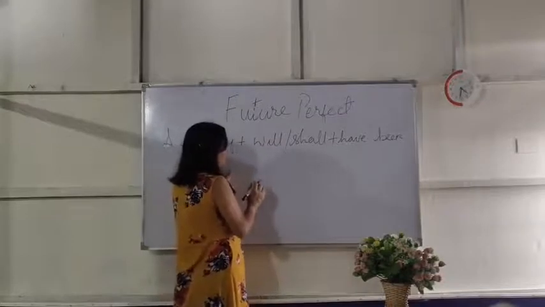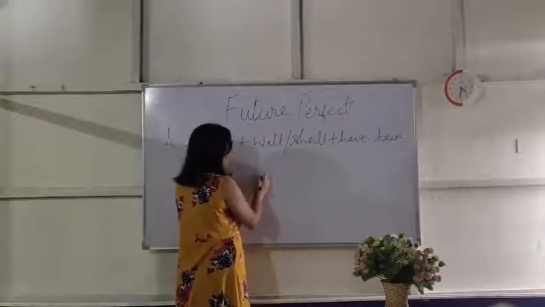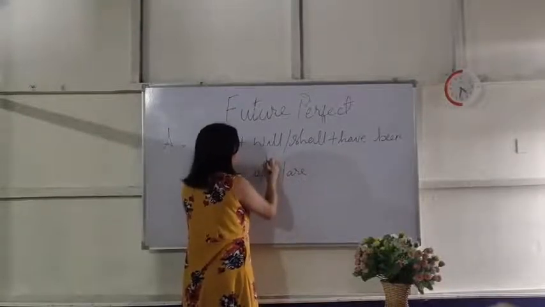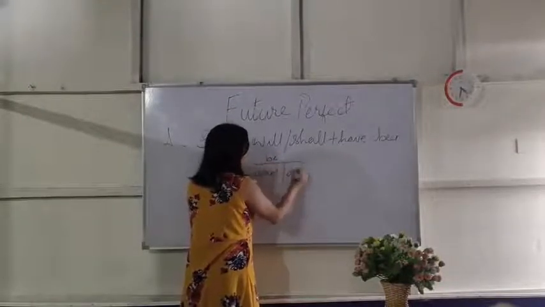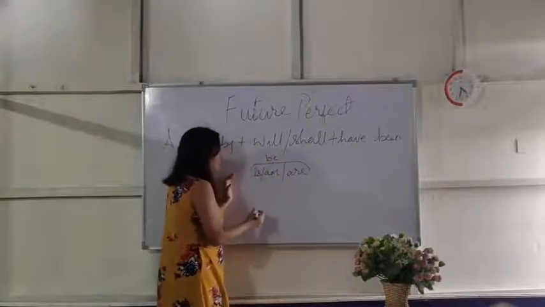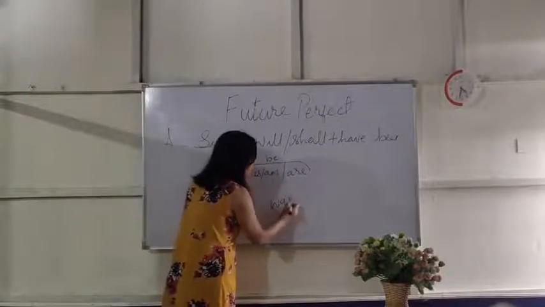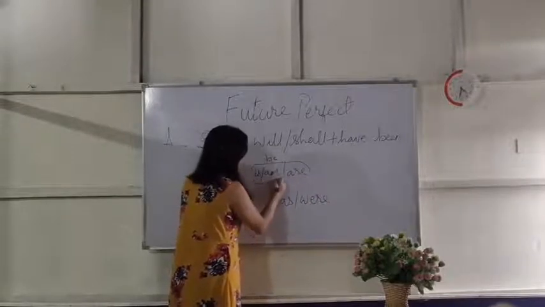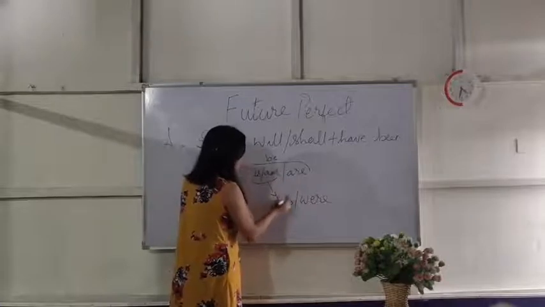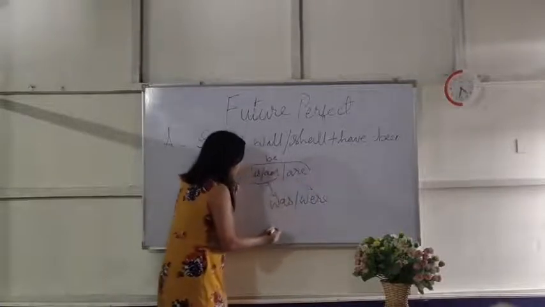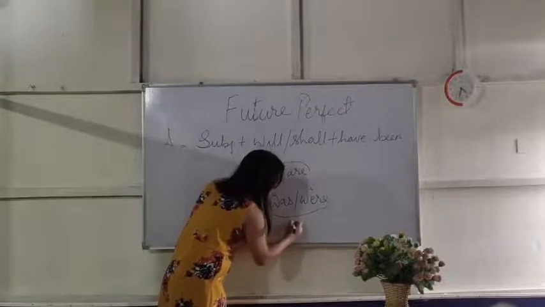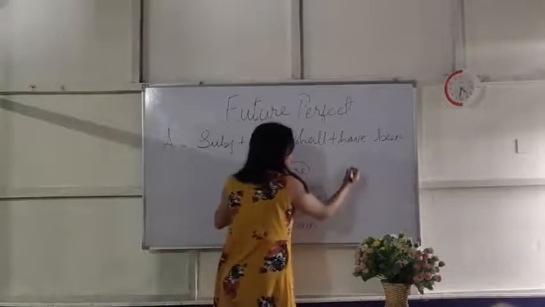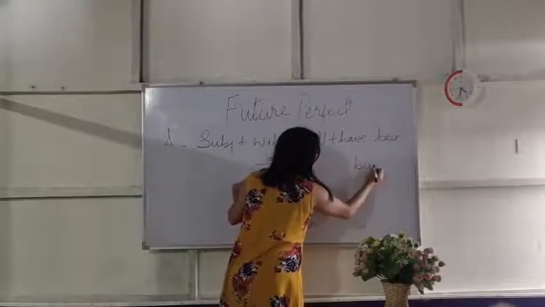The forms of the verb to be: the first form is be; the second form is was, were; the third form is been; and the fourth form is being.